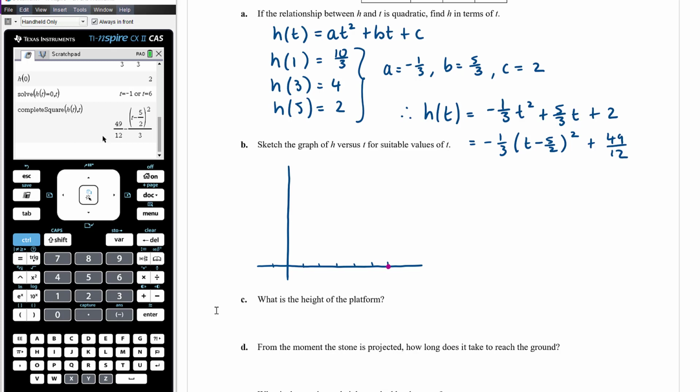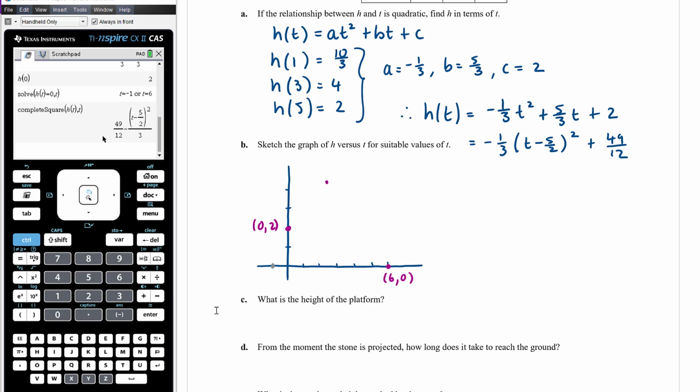Suitable values of t. T is time, can't have negative time. H is height, can't have negative height. So we're not going to go past this x-intercept, which is at 6, 0. We've got another x-intercept back here, but I'm not going to draw that one, okay? But I am thinking about, okay, let's mark in the turning point, 2.5, and we need a y scale first. 1, 2, 3, 4. Okay, so my y-intercept is at 0, 2. My turning point is at 2.5 and just a bit more than 4, so somewhere up there, okay?